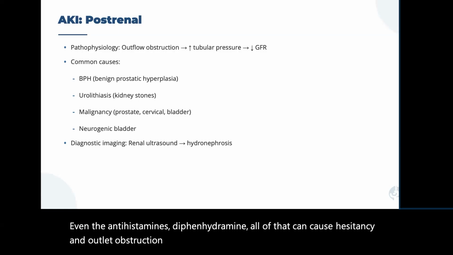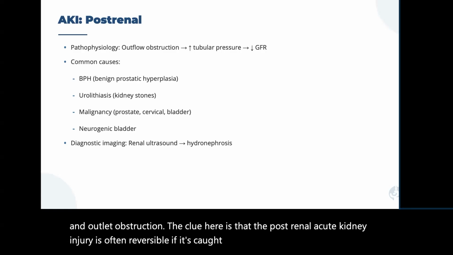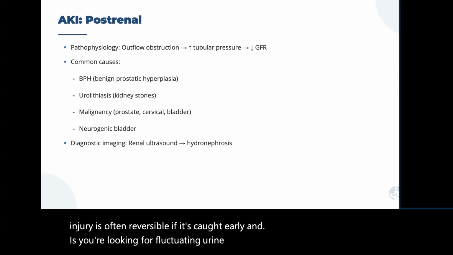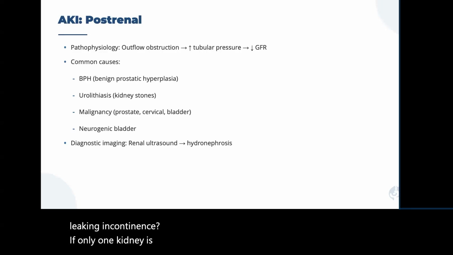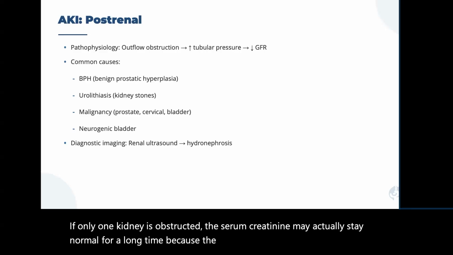The clue here is that the postrenal acute kidney injury is often reversible if it's caught early. And your tell is you're looking for fluctuating urine outputs, suprapubic fullness, or new leaking incontinence. If only one kidney is obstructed, the serum creatinine may actually stay normal for a long time because the kidneys are remarkably adaptable.